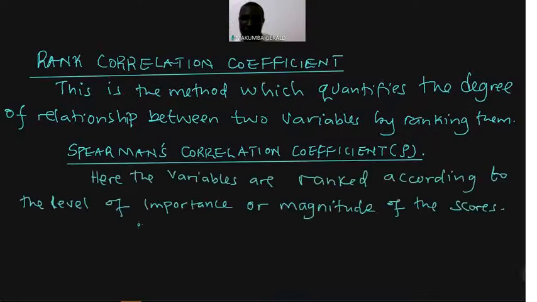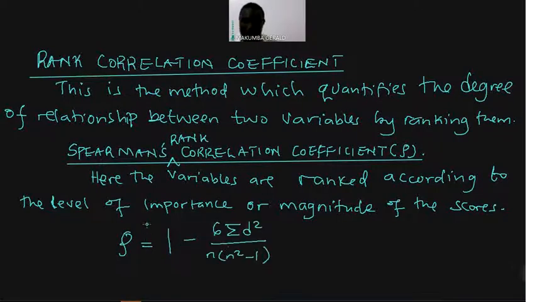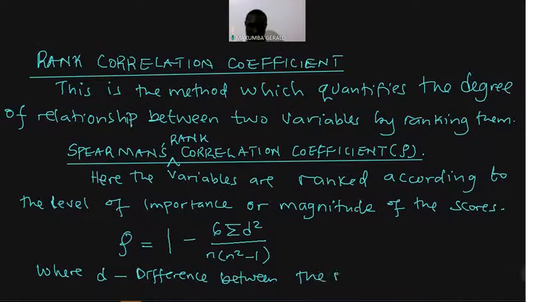Under Spearman's correlation coefficient, the variables are ranked according to the level of importance or magnitude of the scores. Spearman's rank correlation coefficient, rho, is calculated from the formula: rho equals 1 minus 6 summation d squared all over n into n squared minus 1, where d is the difference between the ranks, and n is the number of pairs.